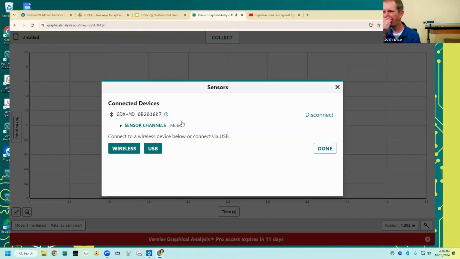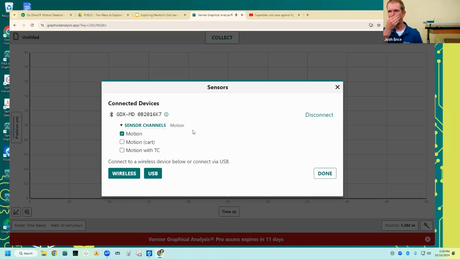Before I move on from this screen, though, I want to show here where it says sensor channels, the default is motion. If I click on this little triangle, it's going to show me other options, other channels on the motion detector. The one that I'm going to choose is cart. That means it's a higher sensitivity. This is like that slider switch on the older motion detectors. There's one for people and balls, another one for carts. This is kind of the same sort of thing.